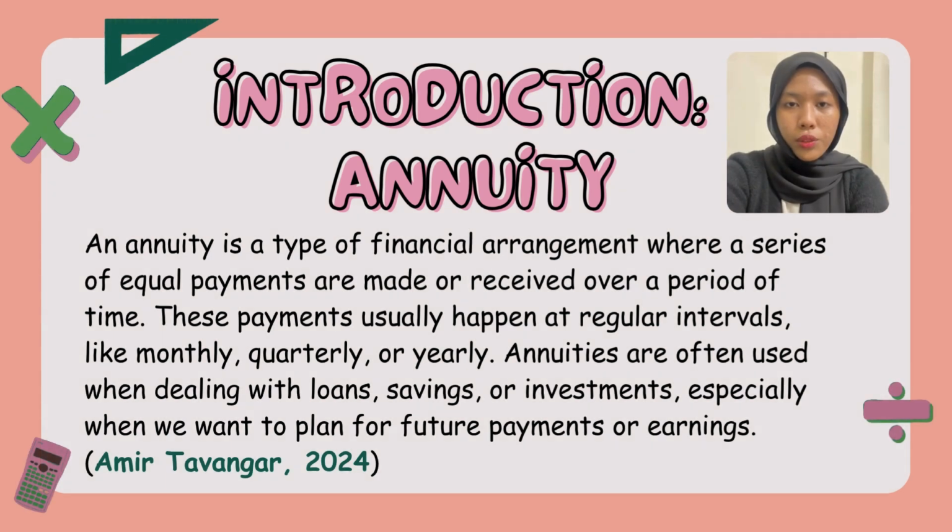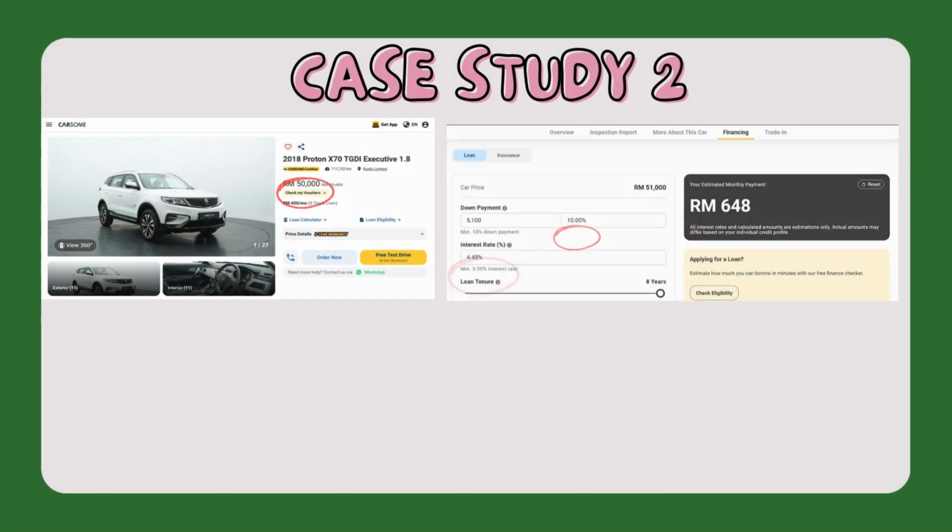For case study 2, the topic we want to discuss is annuity. Let me tell you about the introduction of annuity. An annuity is a type of financial arrangement where a series of equal payments are made or received over a period of time. These payments usually happen at regular intervals, like monthly, quarterly, or yearly. Annuities are often used when dealing with loans, savings, or investments, especially when we want to plan for future payments or earnings.